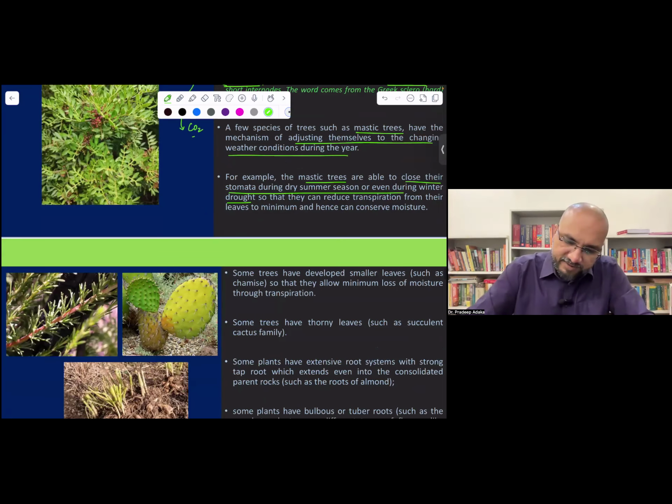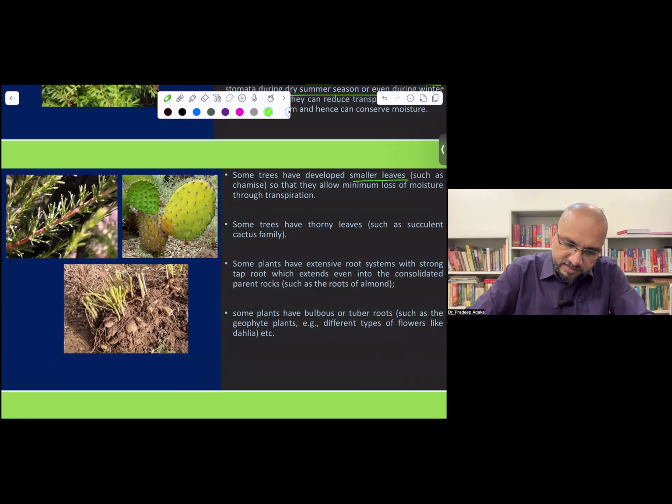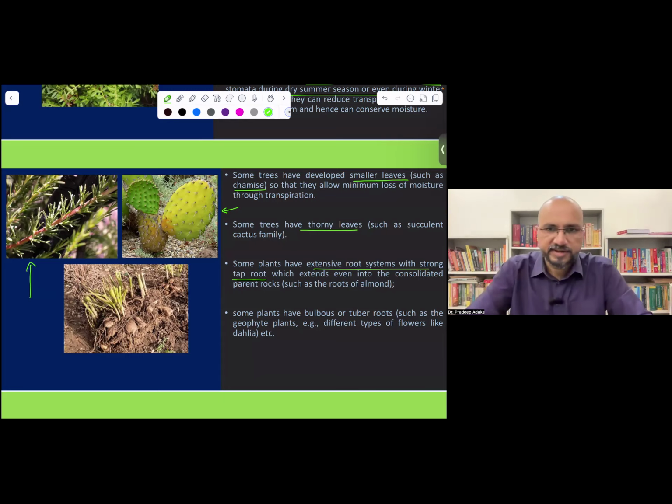Some trees have developed small leaves, such as in the case of camis. This is your camis. They allow very little moisture loss through transpiration. Some have very thorny leaves, so leaves are modified into thorns like in the case of cactus. Some have extensive root systems with strong taproot which will extend very deep, such as roots of almond.